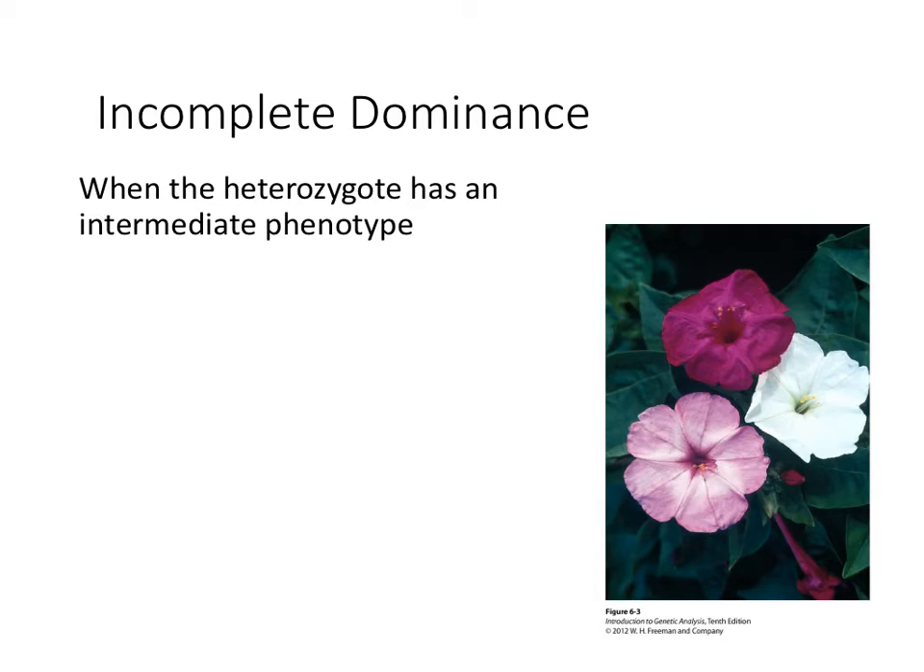We've got dominance, we've got recessiveness, and then there's incomplete dominance. This is the only other type of dominance. There are lots of types of dominance, but we're just going to talk about pure dominance and then incomplete dominance.